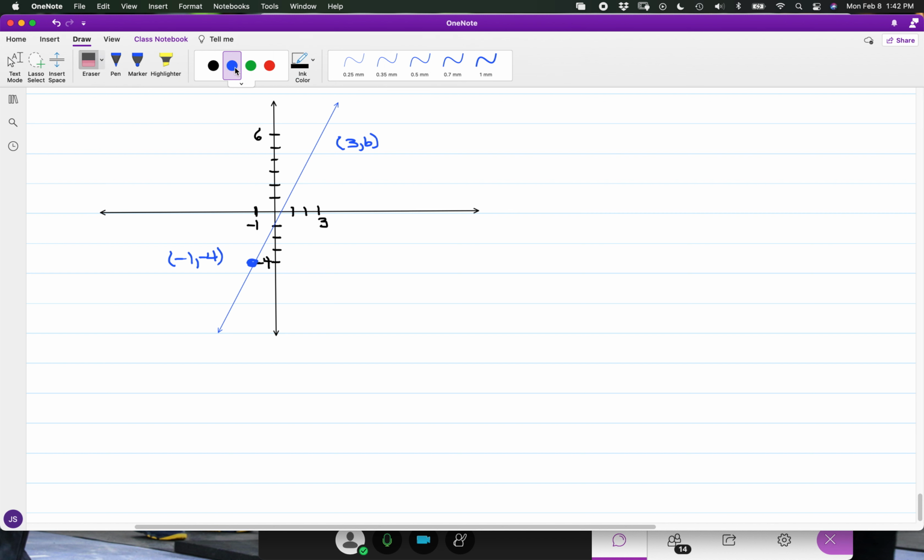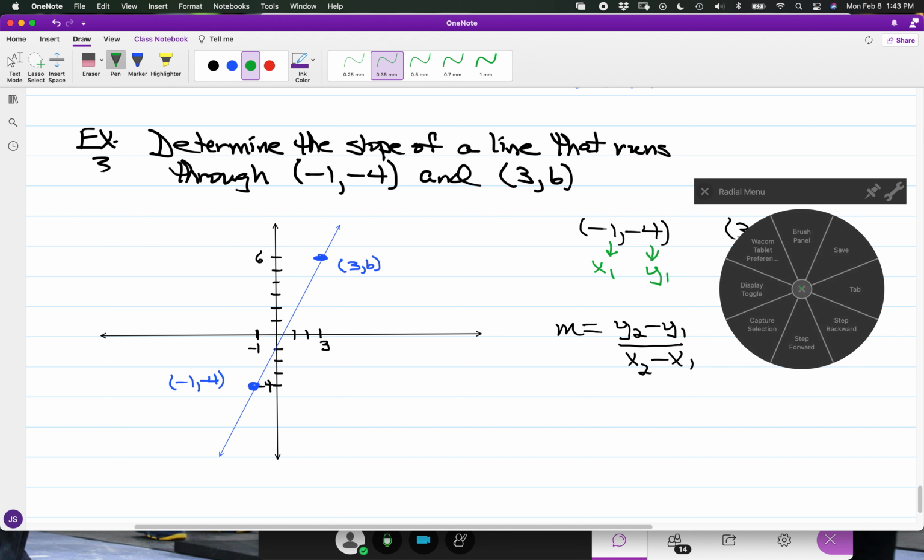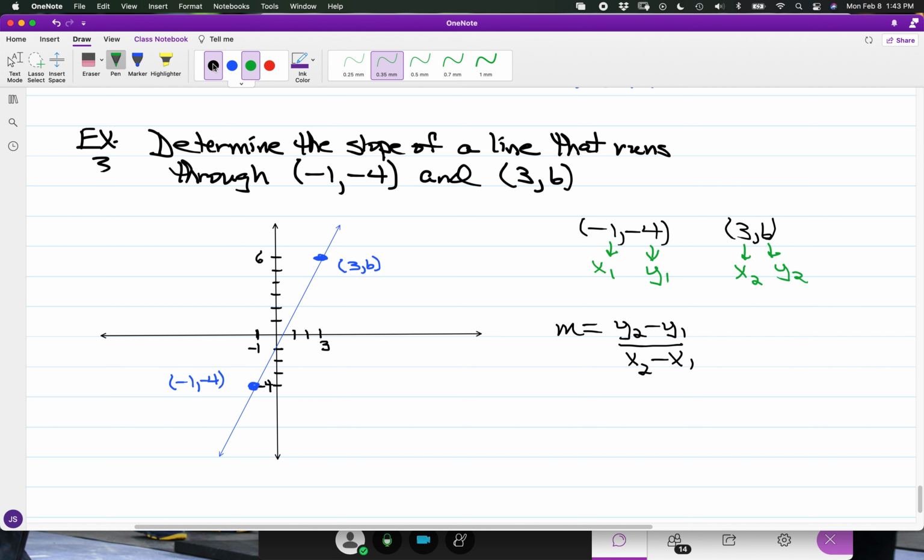If I determine the slope through the formula, again, the slope equals y of 2 minus y of 1 all over x of 2 minus x of 1. So in terms of labeling, remember all ordered pairs are of the form x, y. If I let -1, -4 be the first set of x and y values, and 3, 6 be the second set. Now it could be the other way around, 3, 6 as the first set and -1, -4 as the second. You will still have the same slope.